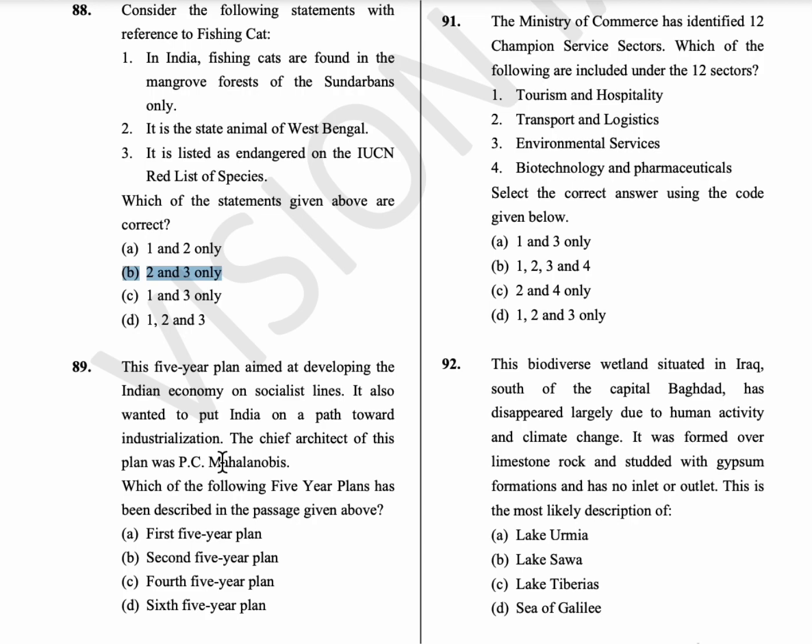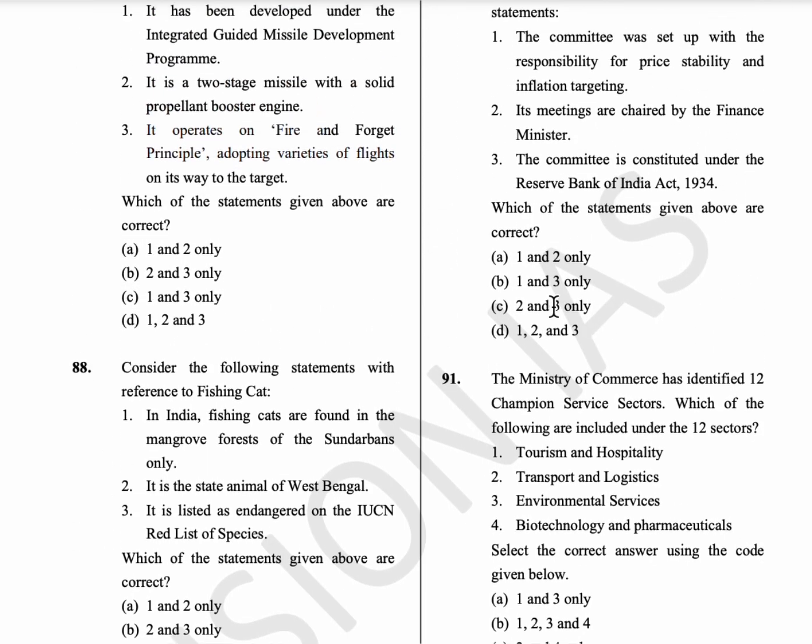89th question. This 5-year plan aimed at developing the Indian economy on socialistic lines. It also wanted to put India on the path towards industrialization. The chief architect of this plan was P.C. Mahalanobis. So the second 5-year plan is described in the passage. So option B.